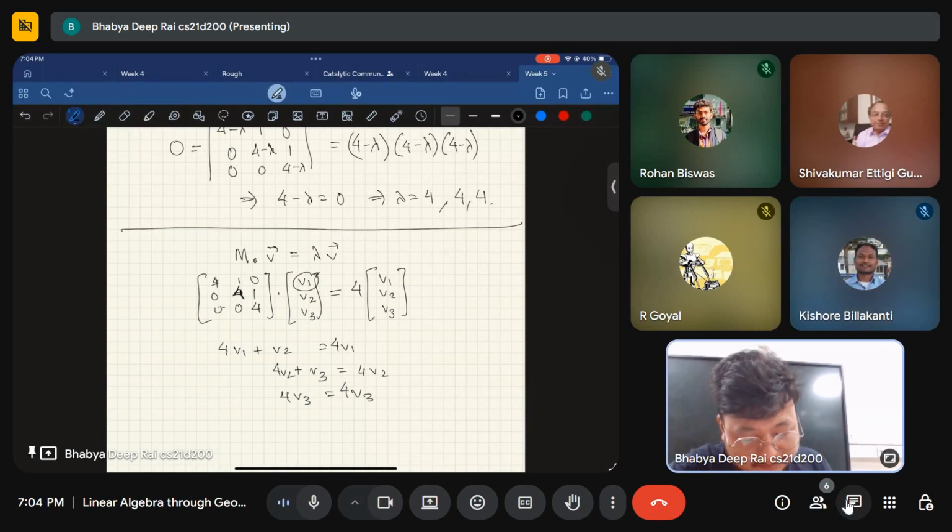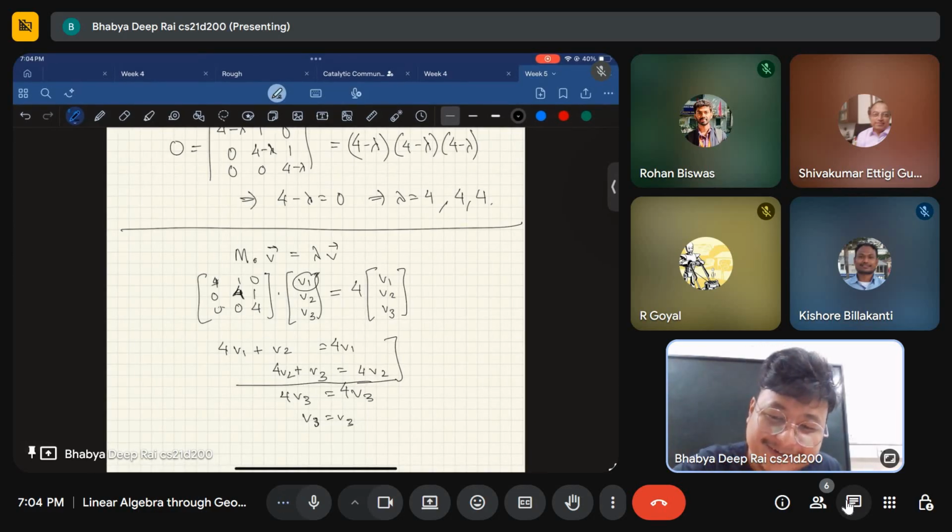So let's see. What does this mean? 4v3 equals 4v3, so v3 equals v3. Great. But we have these two equations left, so let's use them. 4v1 plus v2 equals 4v1. So what do you have? We have v2 is equal to 0.